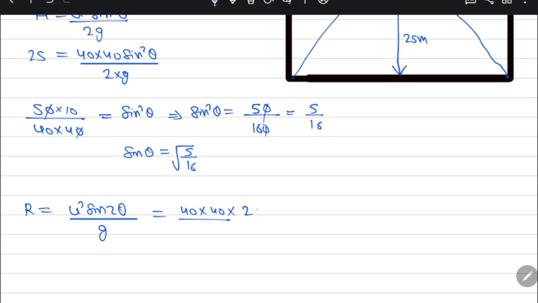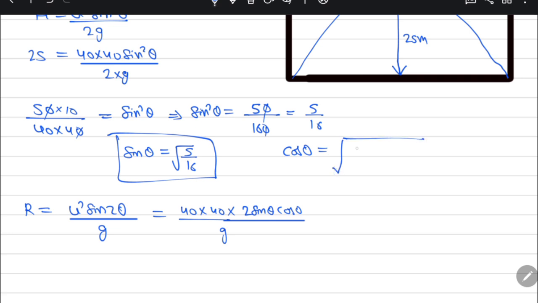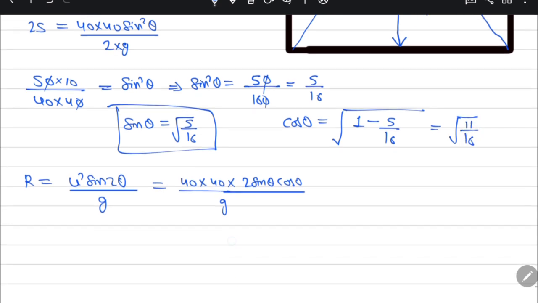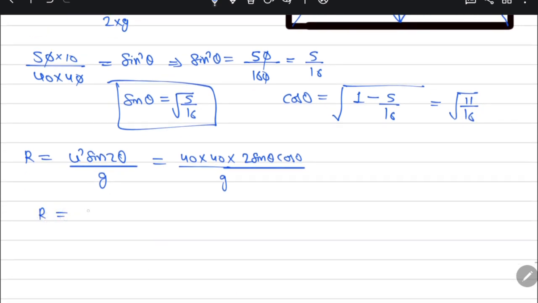So sin 2 theta you can write as 2 sin theta cos theta by g. And if you know sin theta, you can find cos theta. Cos theta is basically root of 1 minus sin square theta, that is 5 by 60. This comes out to be root 11 by 60. So range I can find: 1600 divided by 10 into 2 into sin theta, which is root 5 by 4, and cos theta is also root 11 by 4.